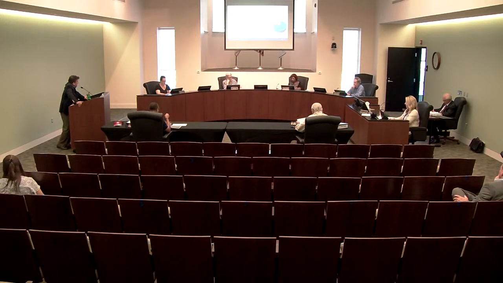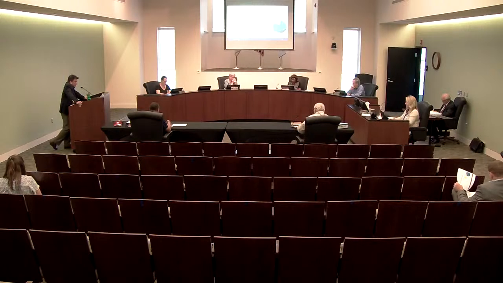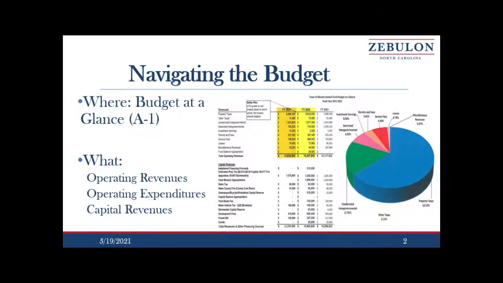So as far as how to find information in the budget, I've titled the next few slides as Navigating the Budget. This page, A1, is your budget at a glance. This is going to identify where your operating revenue is coming from. It's going to identify where your operating revenue is going to, meaning what departments that revenue is going to. This also tells you about the capital revenues, but the details on the capital revenues, as far as the individual funding streams and the projects that they are going to, is in the recommended capital budget section.